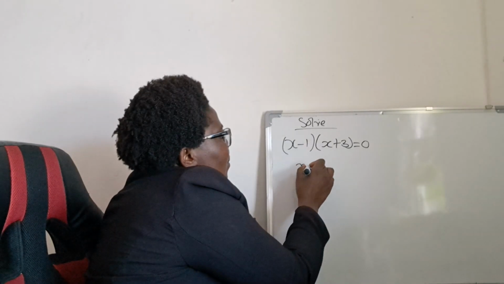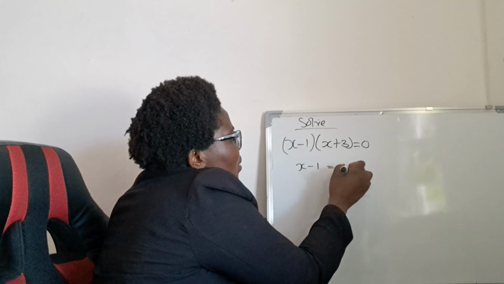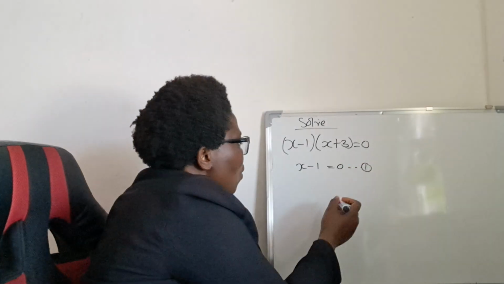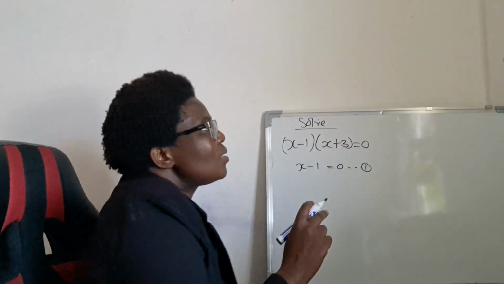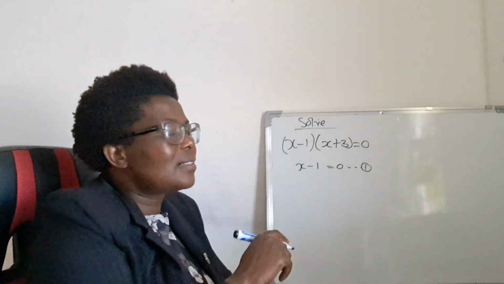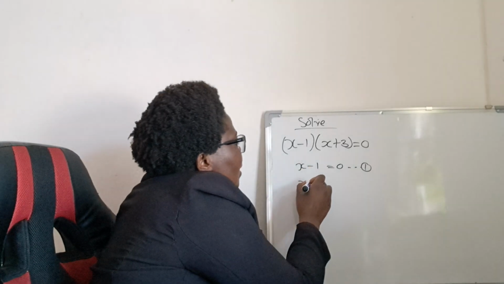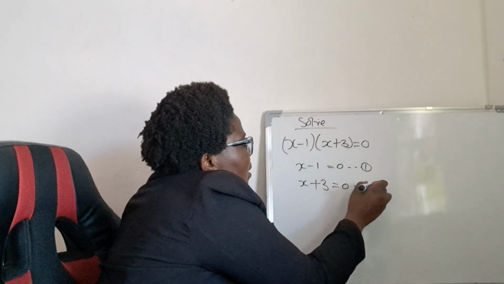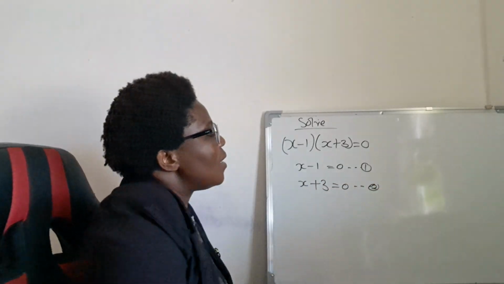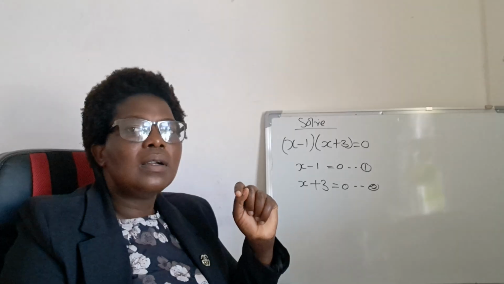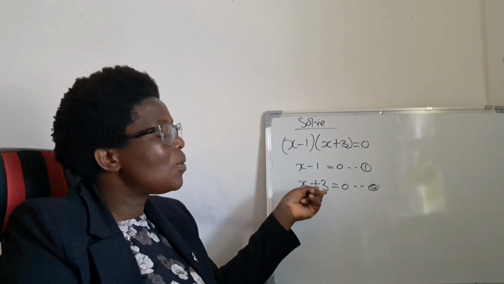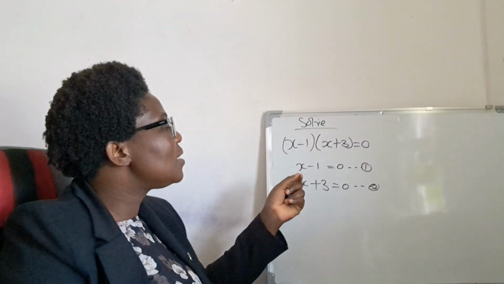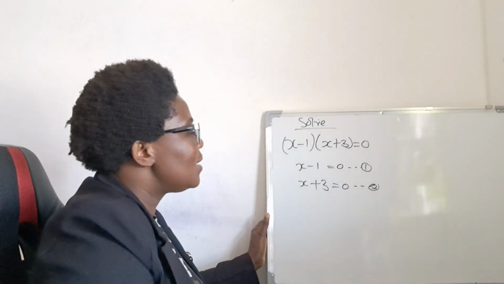That's x minus 1 is equal to 0. So you're going to form two equations and solve for x. So x is going to have two answers. And also x plus 3 that's equal to 0. So this is equation number 2. So you have your two equations, but please, we don't solve them simultaneously. You solve them separately. Why? Because these are two separate equations.